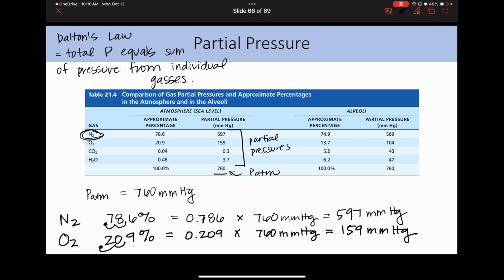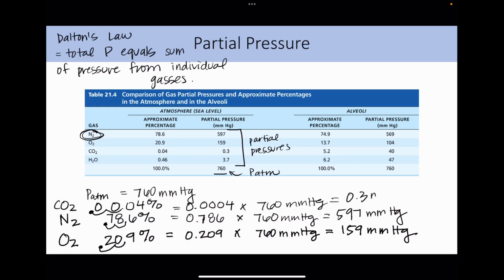And then if we do CO2, CO2 is 0.04%. We still have to move that decimal place over 2 places to the left. So what you end up with in decimal form is 0.0004. Multiply that by 760. And that just means that of that 760, CO2 only makes up 0.3 millimeters of mercury.